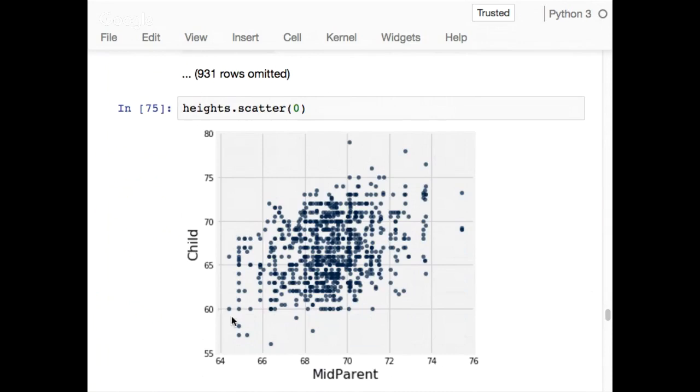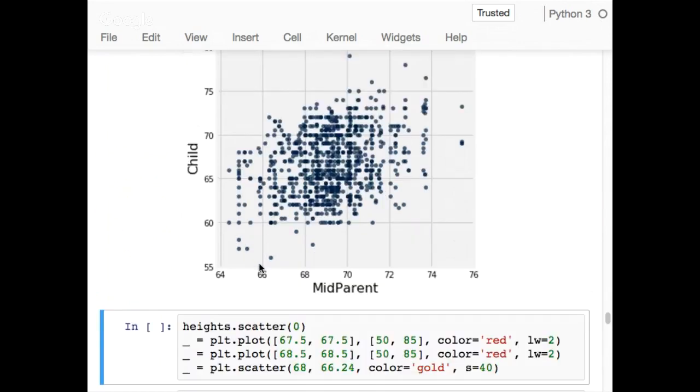It looks like here we have a positive trend, right? As the mid-parent height goes up, the child height also goes up in general. We have some really crazy outliers, like this guy right here who is like 8 inches taller than his average parent. We have some people out here who had really tall parents but not that tall kids. So we have some data here.